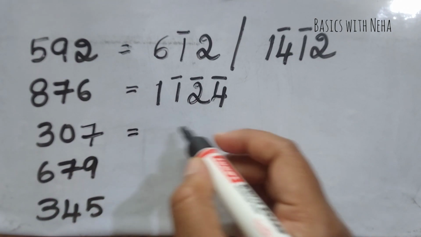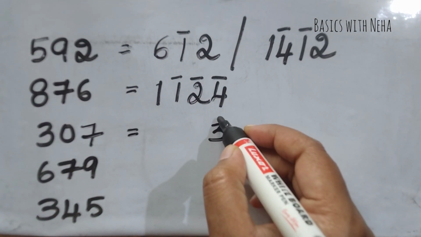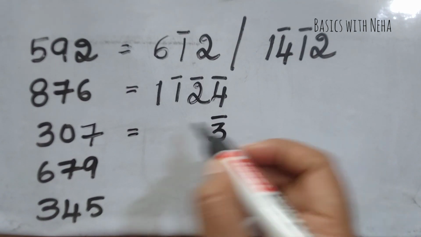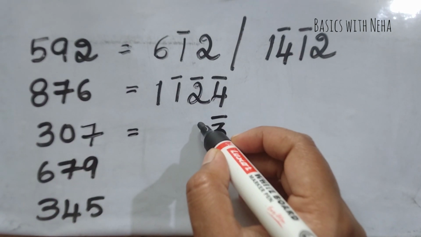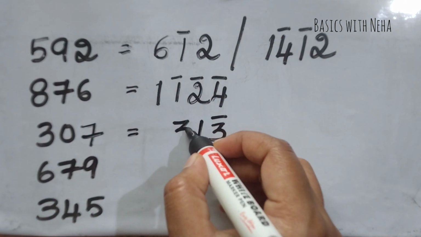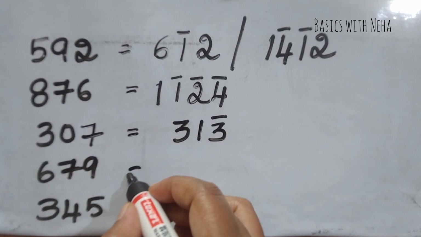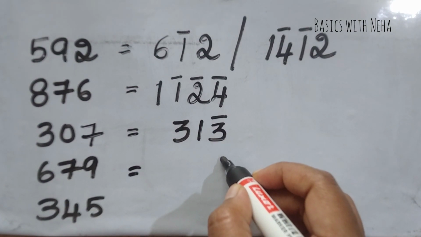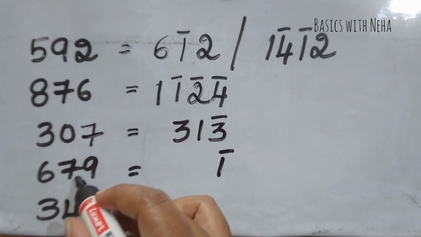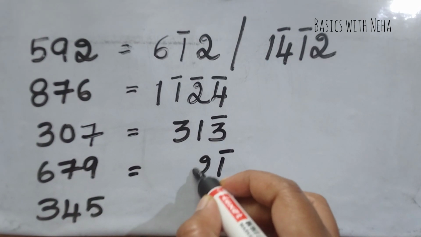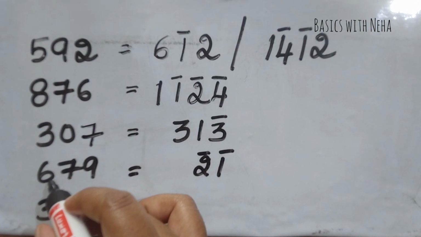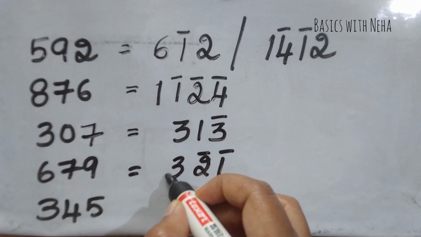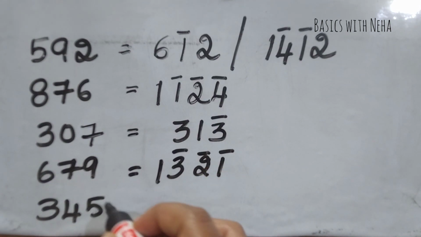307. 7 is a large number, so vinculate it. It will be 3 bar. 10 minus 7. 0 will be increased by 1, which will be 1. 3 we can keep as it is. Now 9: 10 minus 9 is 1 bar. 9 minus 7 is 2 bar. 9 minus 6 is 3 bar. Add 1 to the previous number.